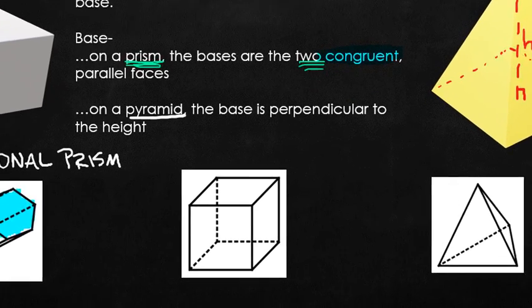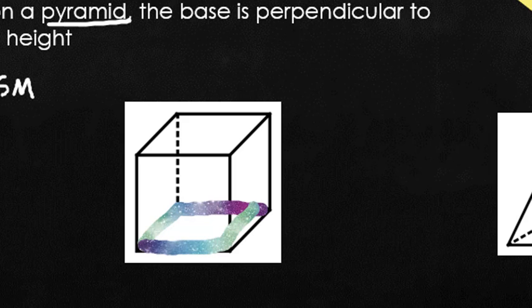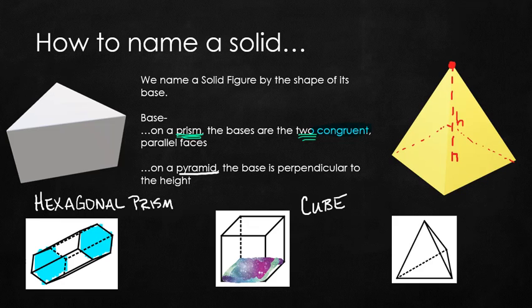For this next figure, it's a prism. It's a very specific type of prism. All of the bases on this one are the exact same shape. They are squares. So you might think, well, gee, that must be a square prism. And it is a square prism, but a square prism has a very specific name. This is a cube. So if it's a square prism, we call those cubes.